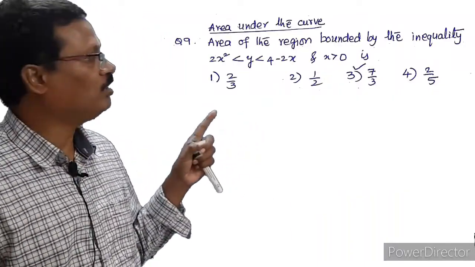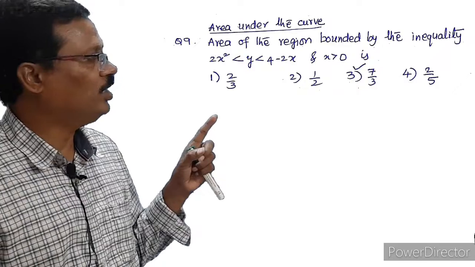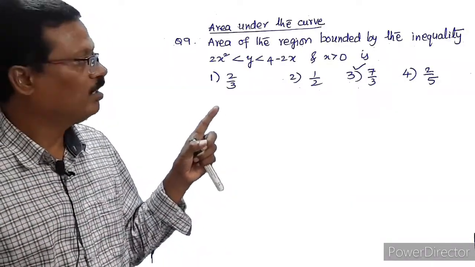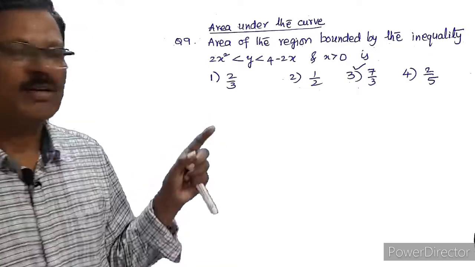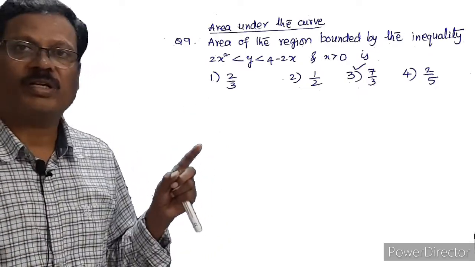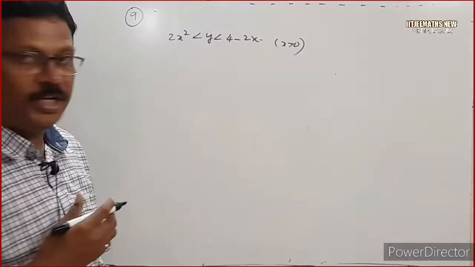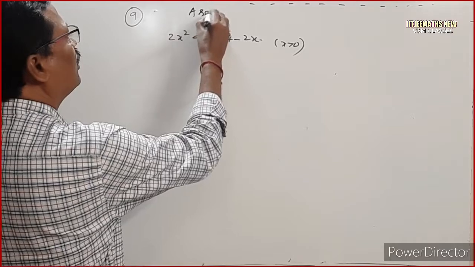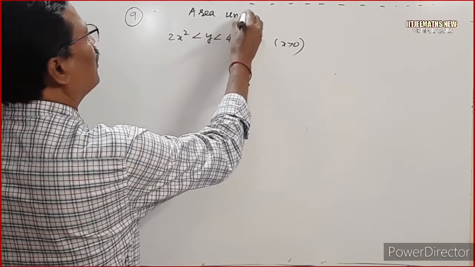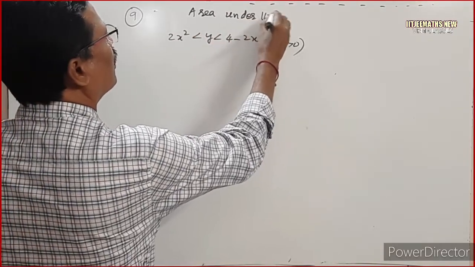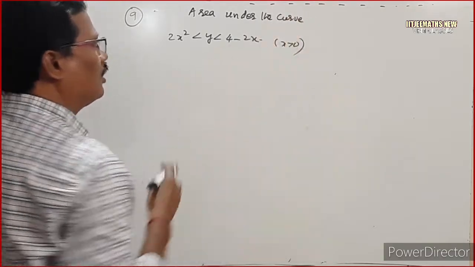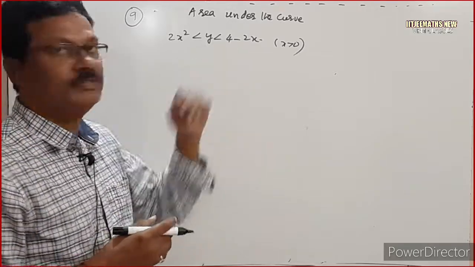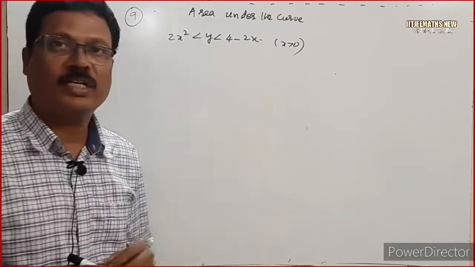The area of the region bounded by the inequality 2x square less than y less than 4 minus 2x, where x greater than 0, is what? Question number 9, this is the area under the curve. Inequality given: 2x square less than y less than 4 minus 2x, where x greater than 0.